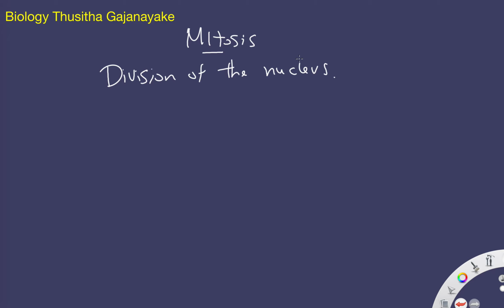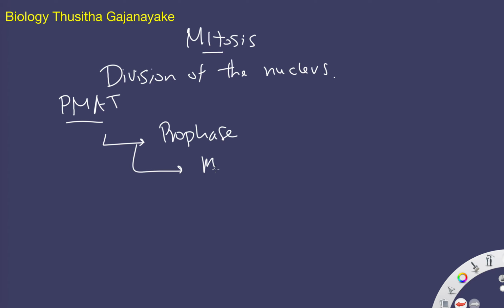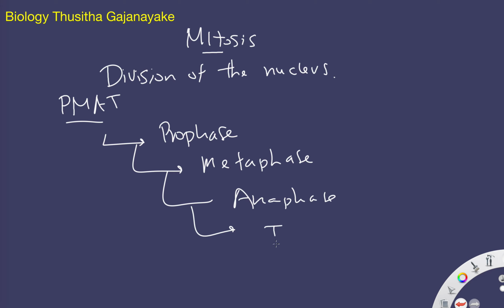So we have seen how it is regulated. Now mitosis, again, we're going to divide into several phases. These phases come under PMAD. So what is PMAD? These phases are prophase, metaphase, anaphase and telophase.